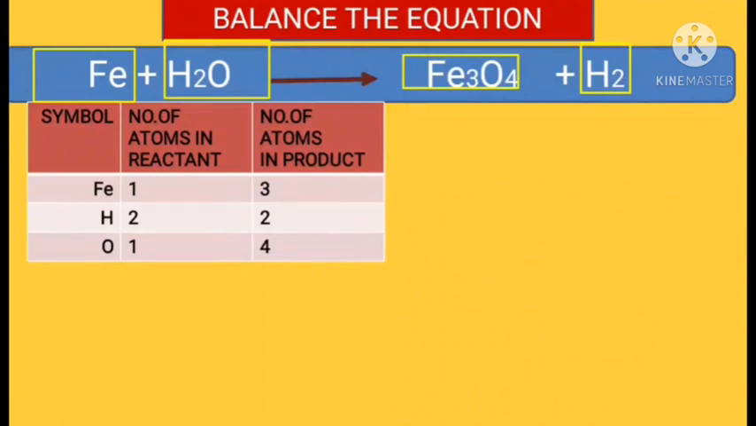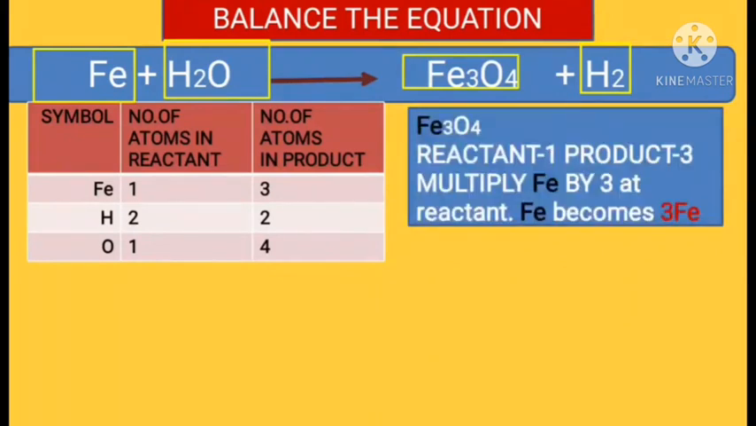How can we select now? The bigger molecule here is Fe3O4. Let us start from there. So in Fe3O4, first we can balance the iron, Fe. Here in the reactant, the left side, we have only 1, and on the product side we have 3. So multiply Fe by 3 on your reactant side. So simply Fe now becomes 3Fe.